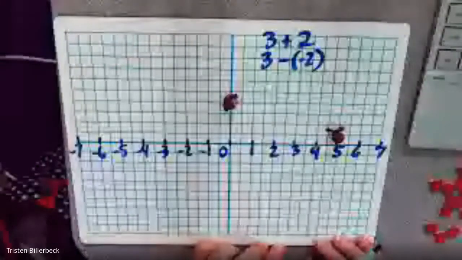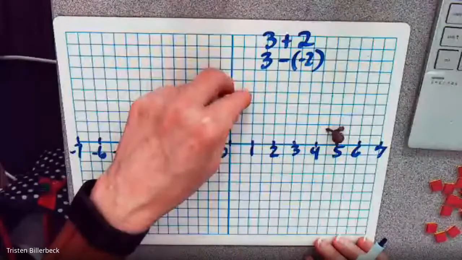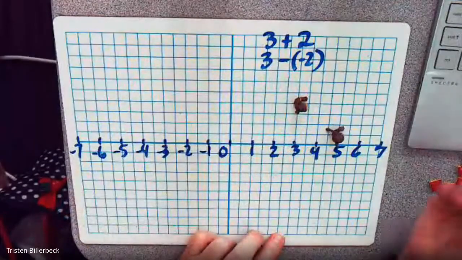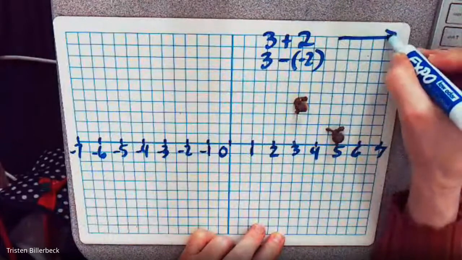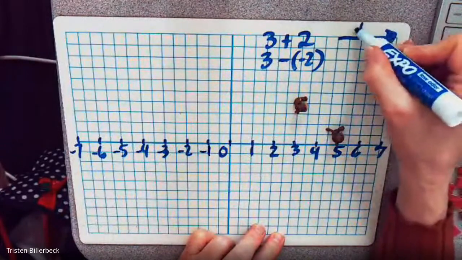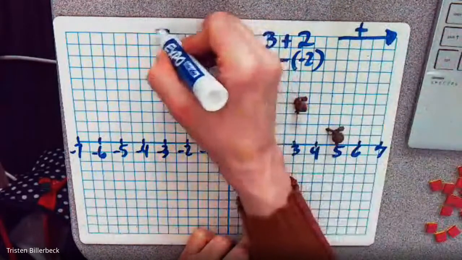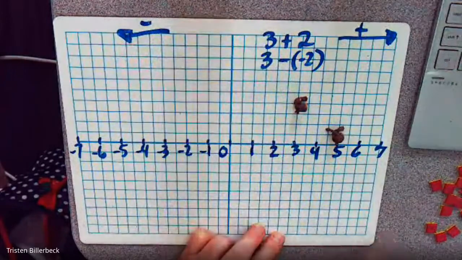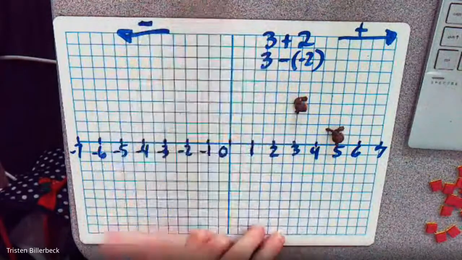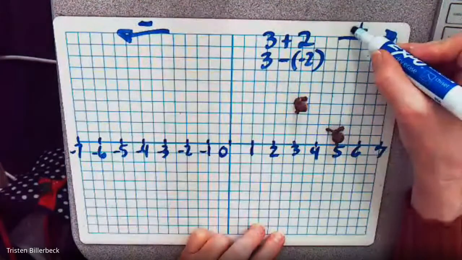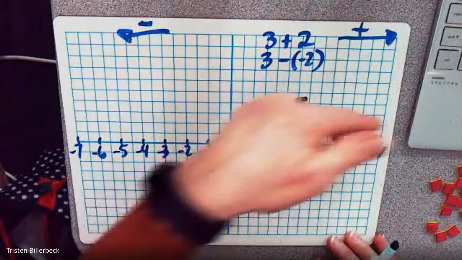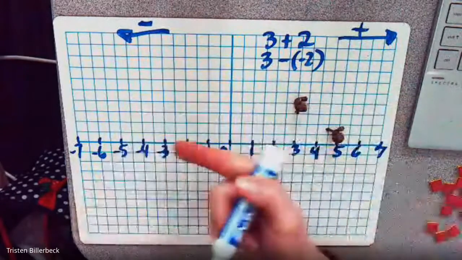So the monkey moves towards 3. 1, 2, 3. But whenever we have a positive sign, we're going to face this way. Whenever we have a minus sign, we're going to face that way, as far as a subtract and an add. So add, we face this way. Subtract, we face that way.